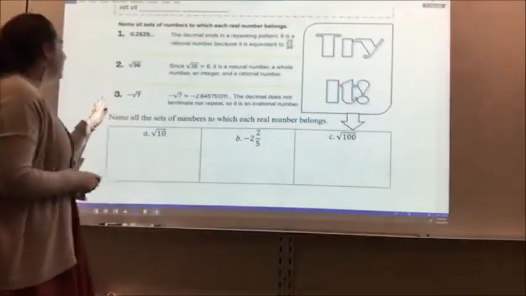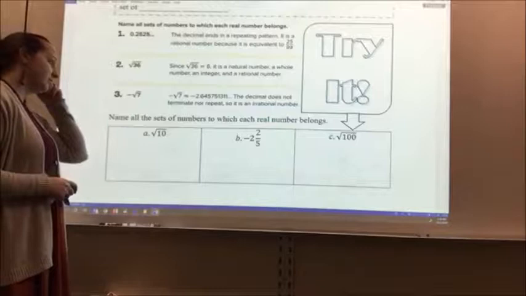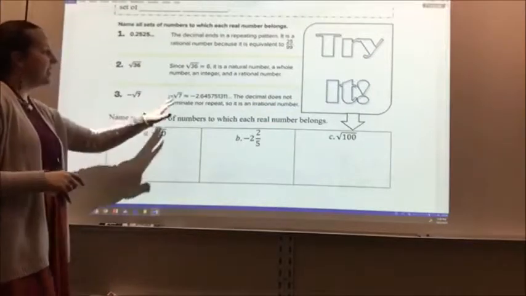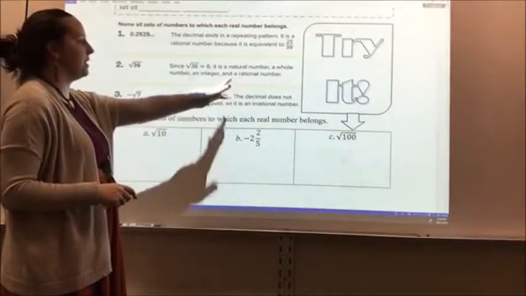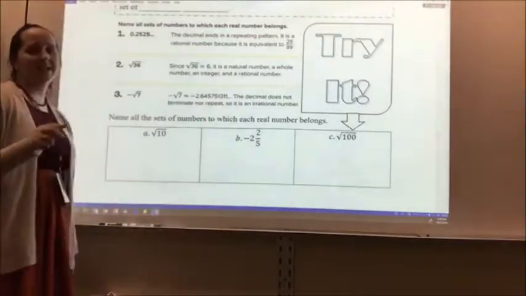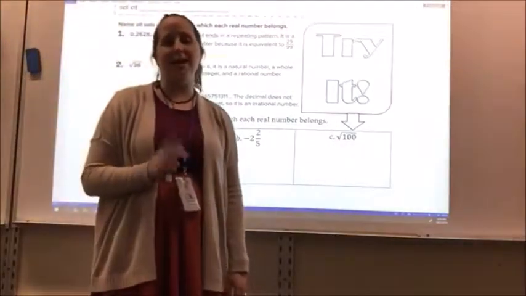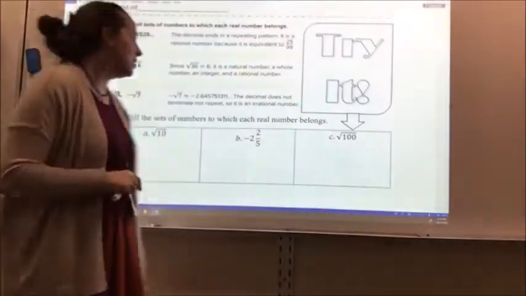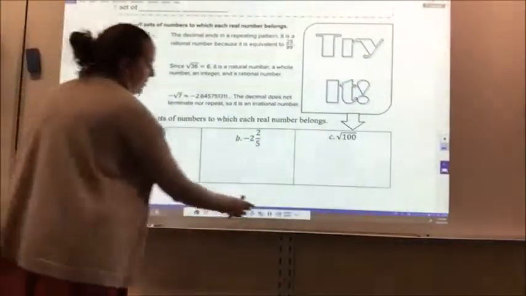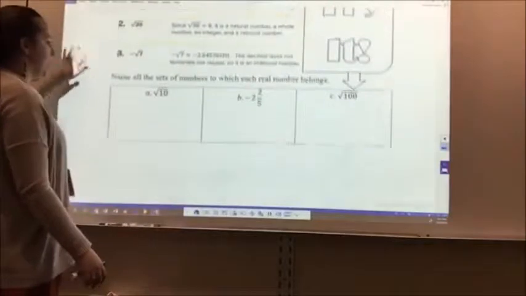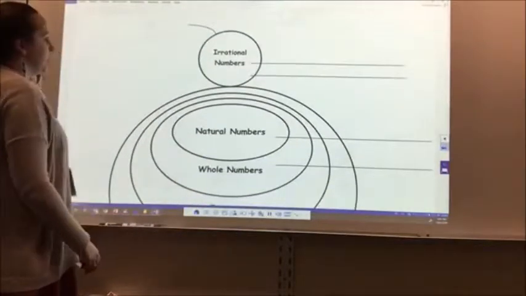All right? Negative square root of 7 is approximately negative 2.64575131, and so on. The decimal does not terminate, it does not repeat, therefore it is an irrational number. I cannot write this as a fraction. All right, so before we do the try-it problems, I actually want to talk about the ice cream cone. Okay, so this is my ice cream cone.